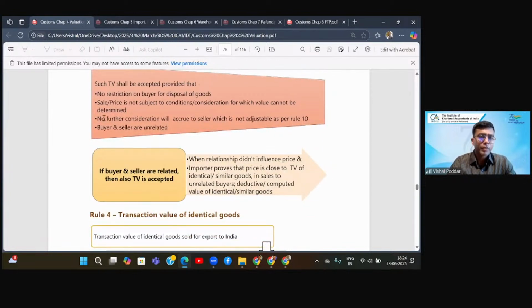Then either no further consideration should come to me. Whatever consideration we have fixed, only that should be there. Or if any further consideration will come to me, that should be computable today itself, for which Rule 10 has already provided an adjustment. But it should be such that it is computable, determinable today. If I'm going to get some additional consideration in future and it cannot be computed today, at the time of import, then again our valuation fails.